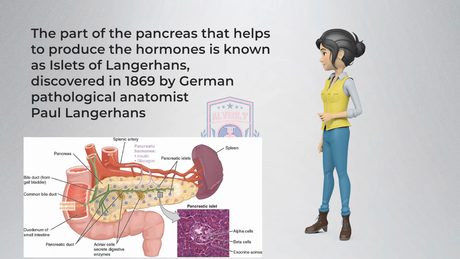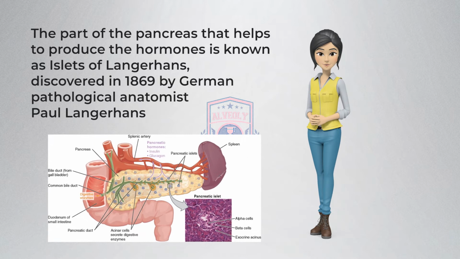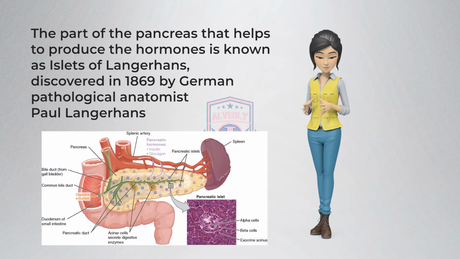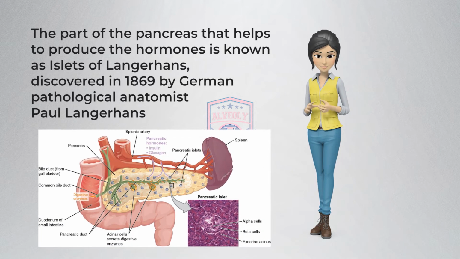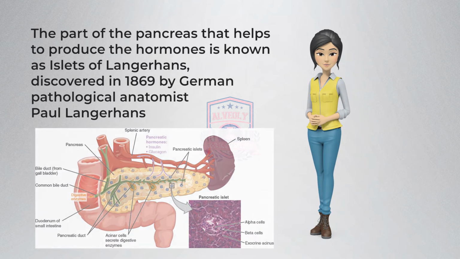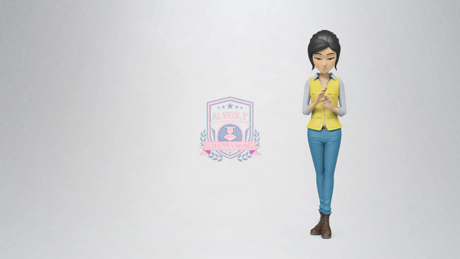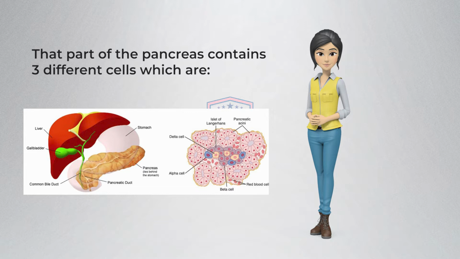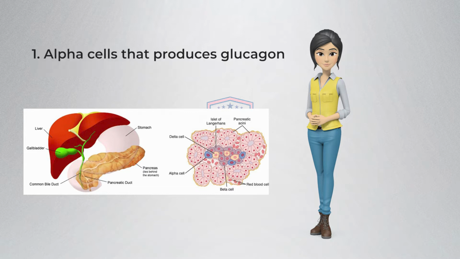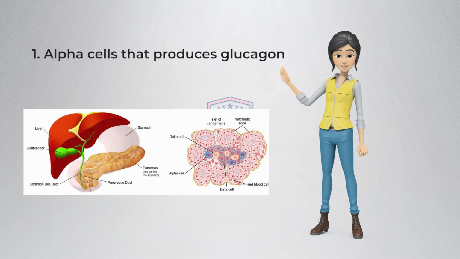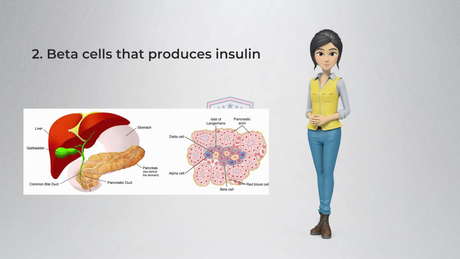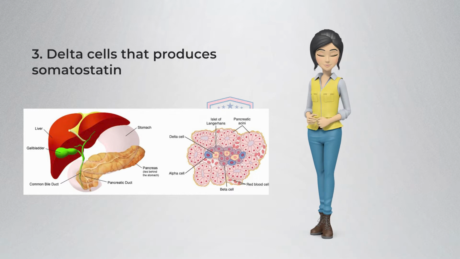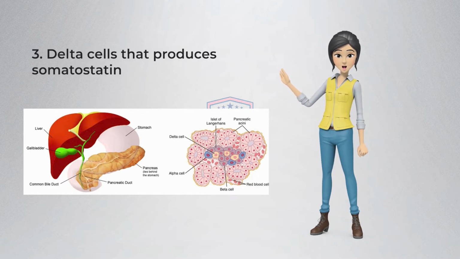The part of the pancreas that helps to produce the hormones is known as the islets of Langerhans, discovered in 1869 by German pathological anatomist Paul Langerhans. That part of the pancreas contains 3 different cells, which are: 1. Alpha cells that produce glucagon. 2. Beta cells that produce insulin. 3. Delta cells that produce somatostatin.